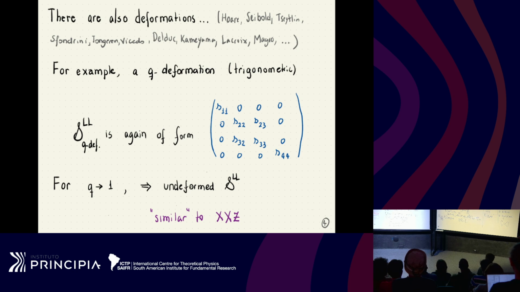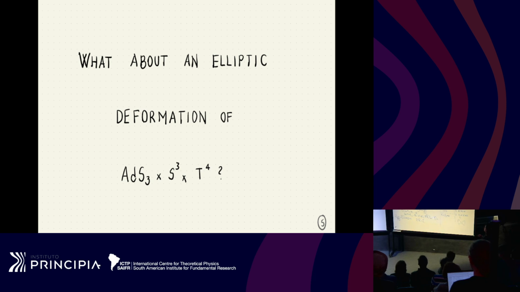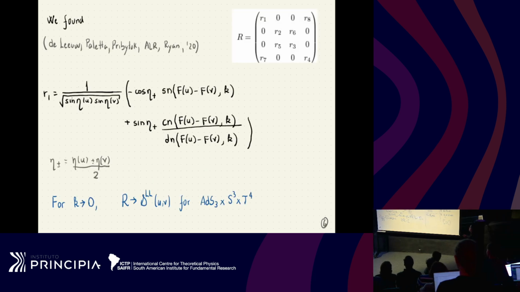So one question we would like to answer is, what about an elliptic deformation of strings in AdS3 times S3 times T4? In the same sense that in a spin chain we would have a Q deformation, but also an elliptic deformation, can we do something similar here? And from a completely different point of view, we found one. When I was in Dublin with Chiara, Marius, Anton, and Paul, we found this deformation.